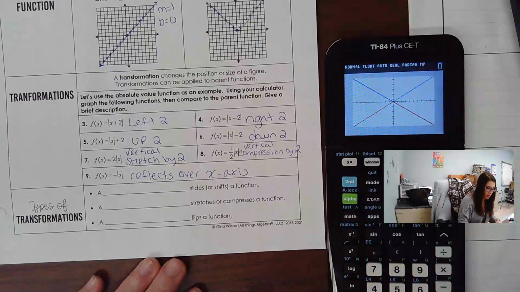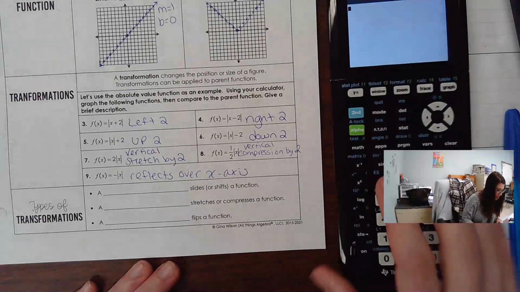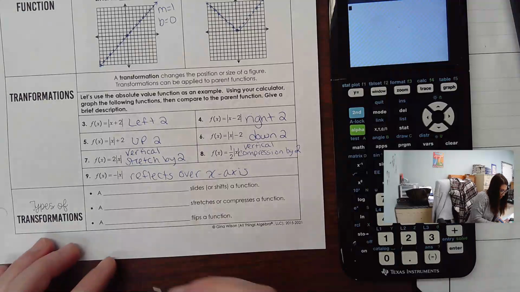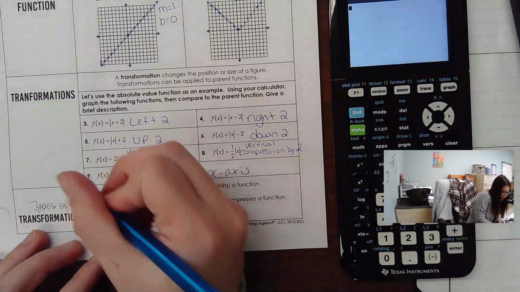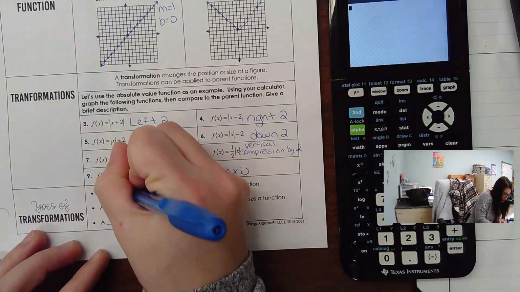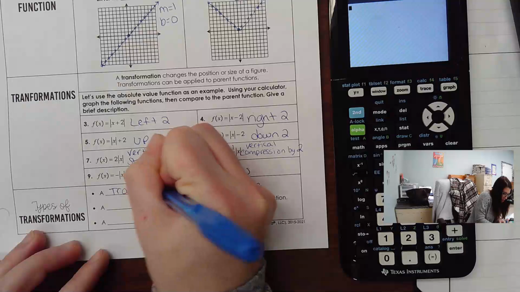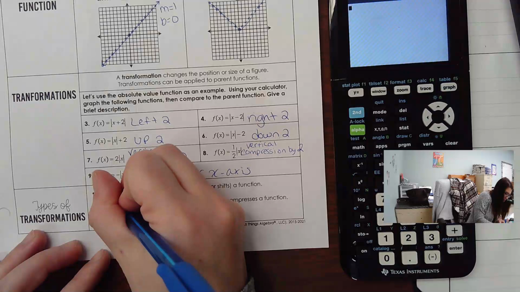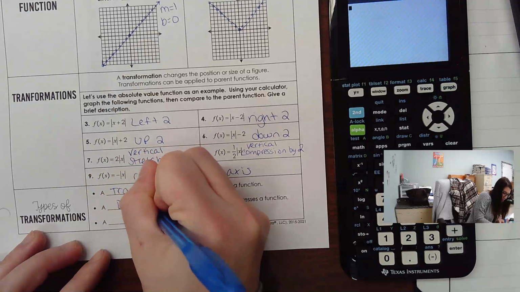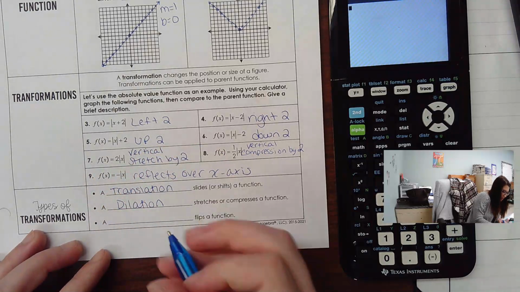All right, so thank you, calculator, for helping us. So let's go over the different types of transformations. A translation is a slide. A stretch is a dilation. A reflection flips it.